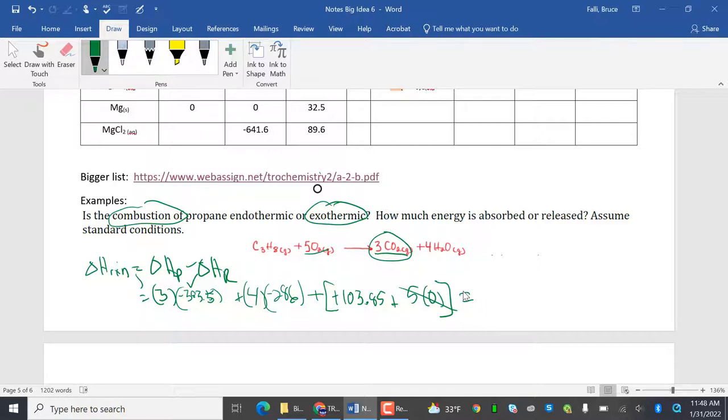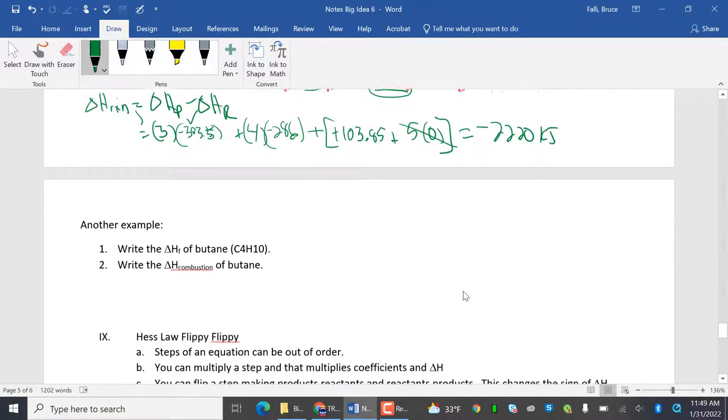103.85. And I get negative 2220 kilojoules. Okay. And that's for the heat of the reaction or heat of combustion.